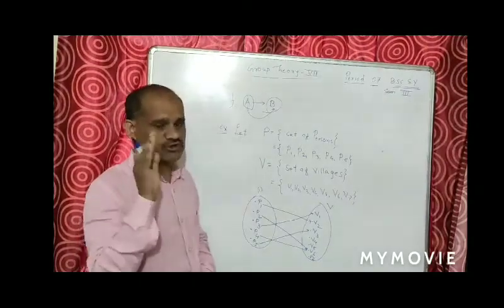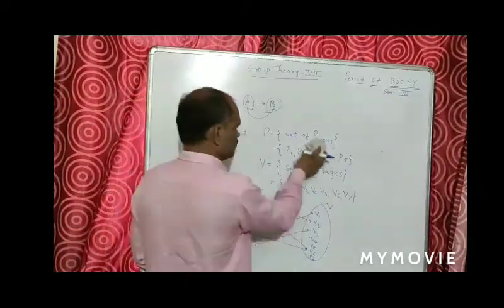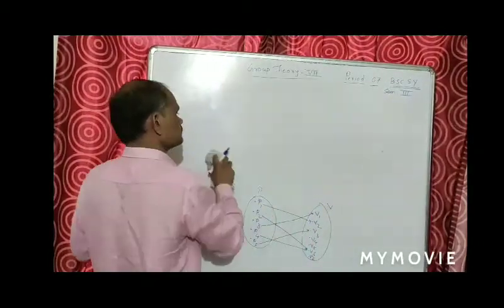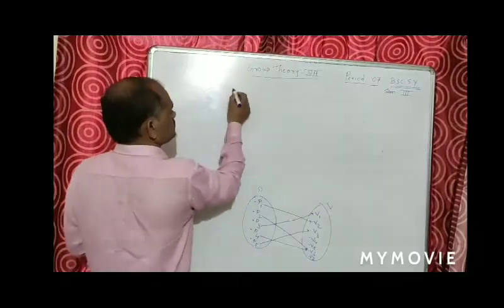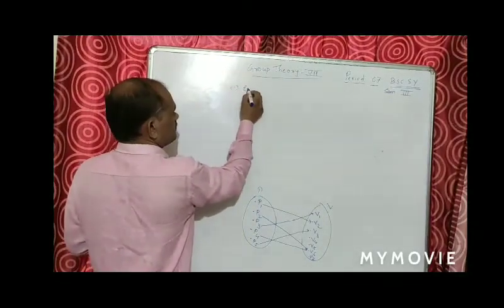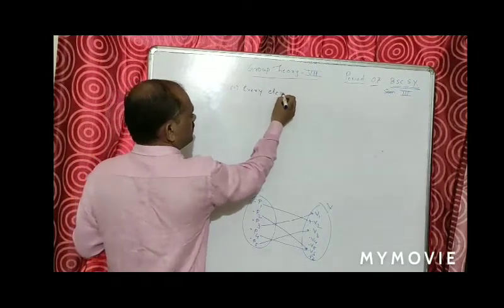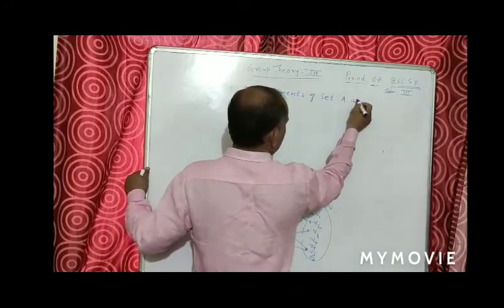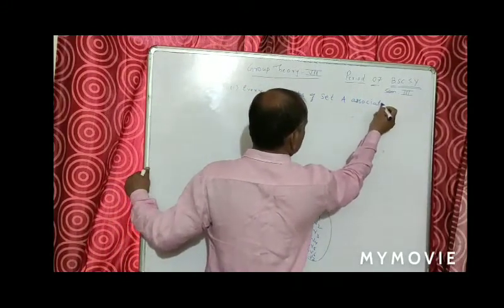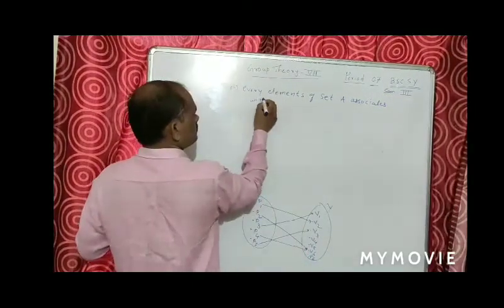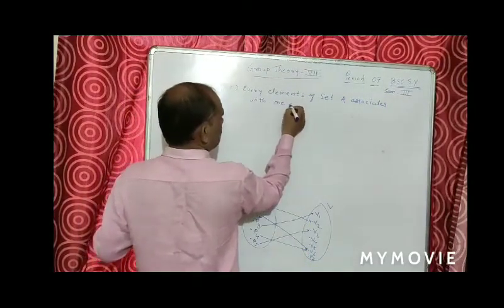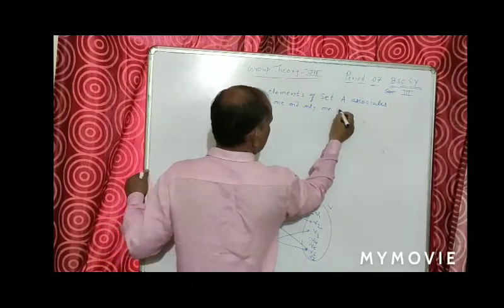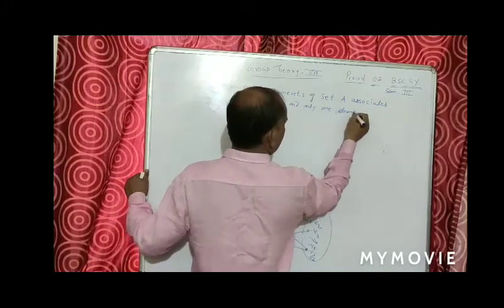So here we point out some important points in the definition of function. First point: every element of a set A associates with one and only one element of B.